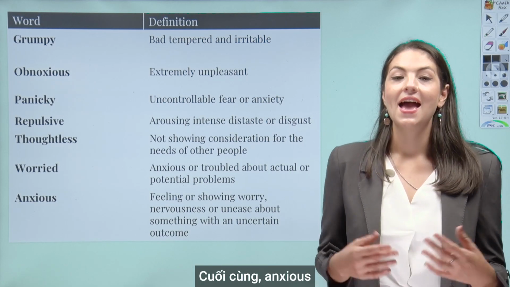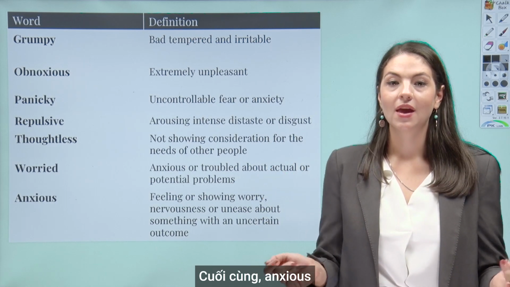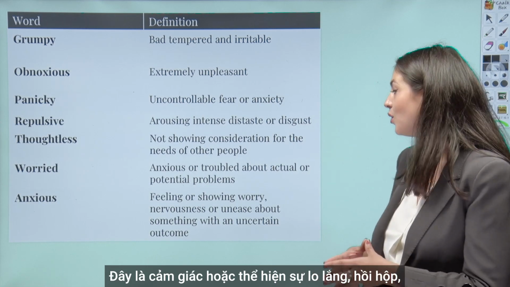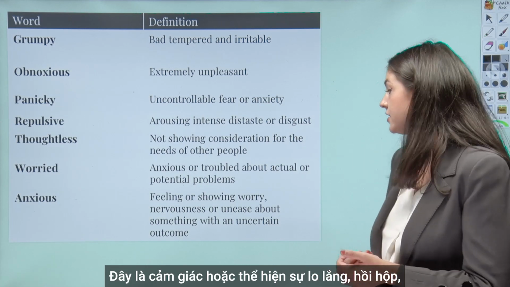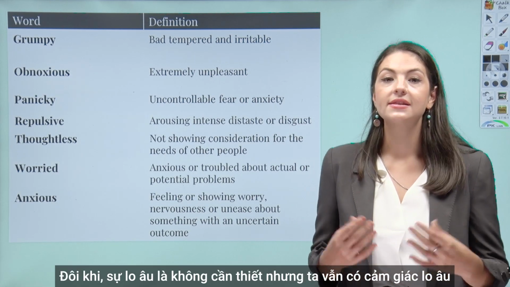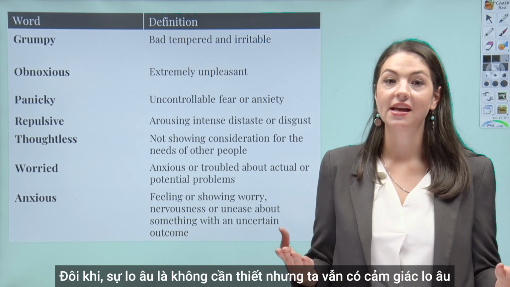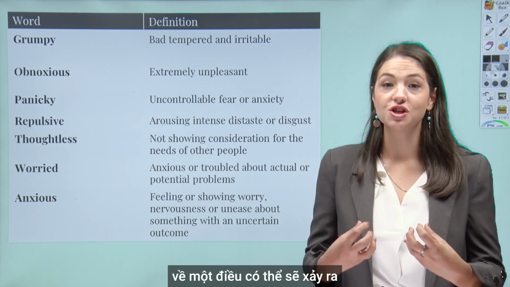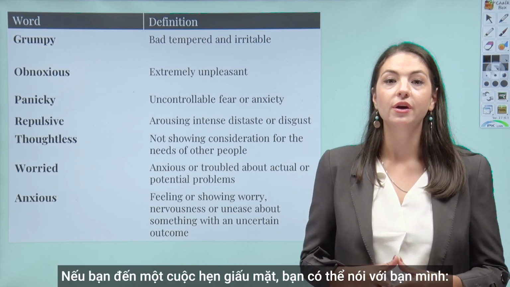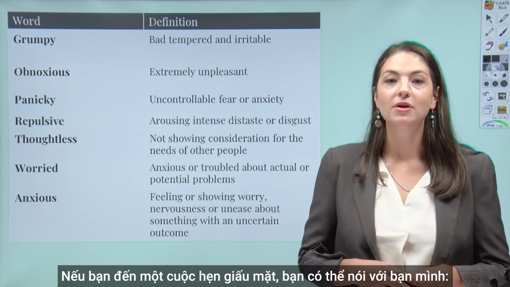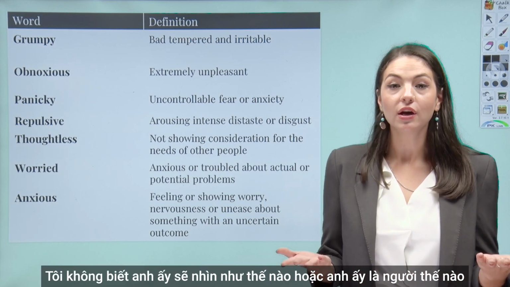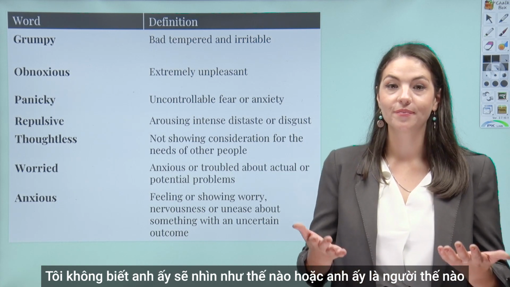And finally, anxious. This is feeling or showing worry, nervousness, or unease about something with an uncertain outcome. Sometimes the anxiety can be unnecessary, but the person still feels anxious about the potential outcome of something. So, if you are going on a blind date, maybe you would say to your friend, "I'm really anxious about it. I don't know what he's going to look like or what he's going to be like."